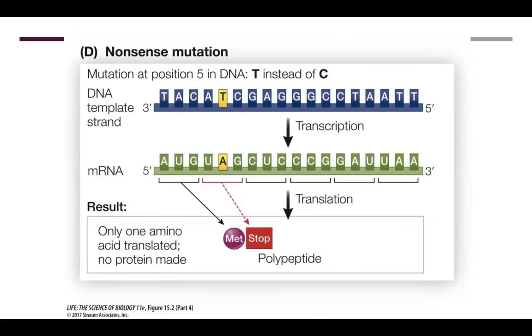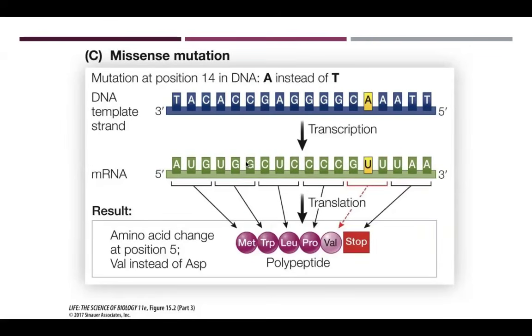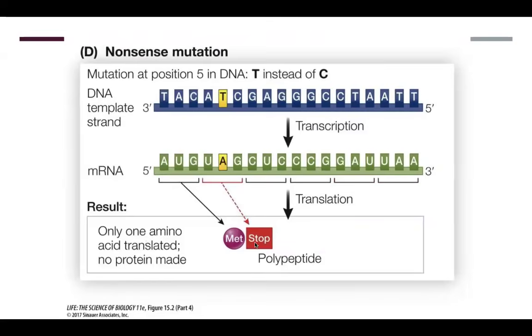Then there's nonsense mutation. A nonsense mutation is when by changing one of the bases, you create a stop codon. So here UAG is a stop codon. So instead of producing UGG, instead of producing tryptophan, the tryptophan amino acid is not produced, and instead a stop codon is produced, so in the polypeptide chain, no protein can be made.